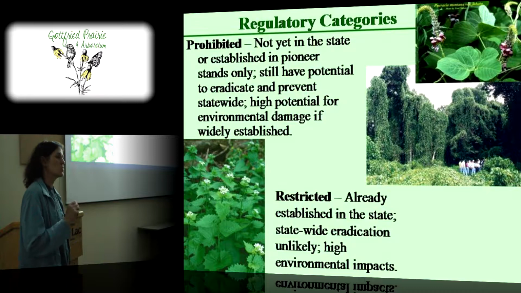And so the two groups of species are prohibited and restricted. Prohibited are those that are not here yet. So this is the kudzus and the white nose syndrome, the ones that we really want to be able to keep out. As soon as they show up, we want to be able to jump on it and stop that population from spreading. Restricted are the ones that are already here. Things like garlic mustard, spotted knapweed, parsnip. We're acknowledging they're way too widespread to really try to eradicate them in the state.